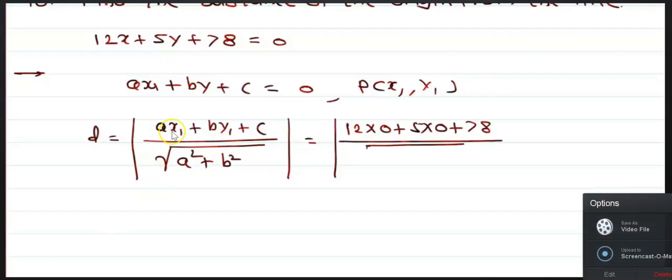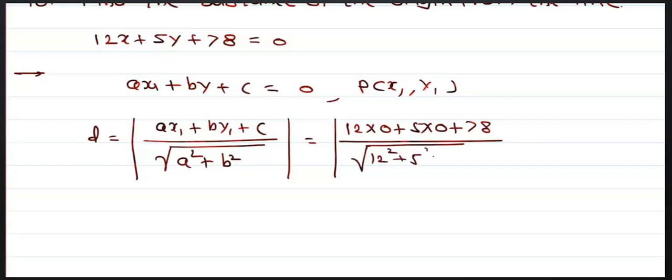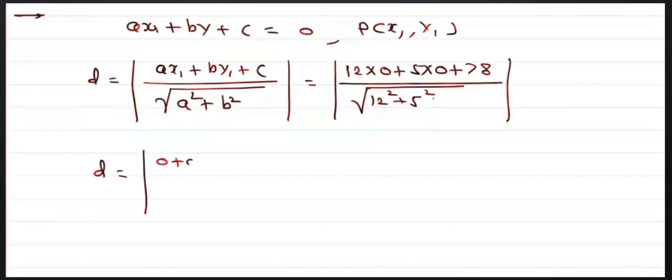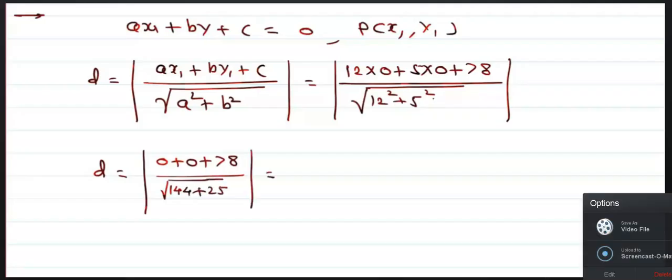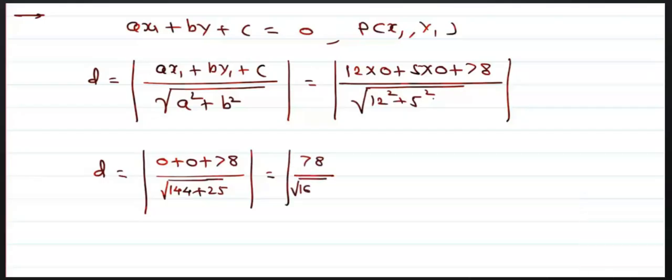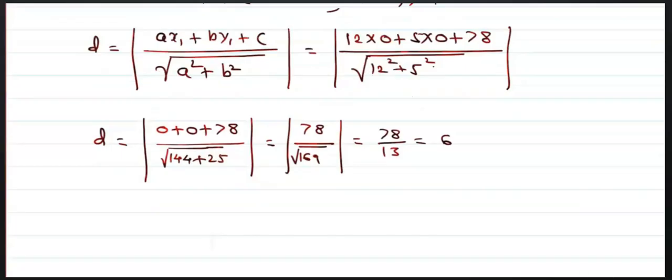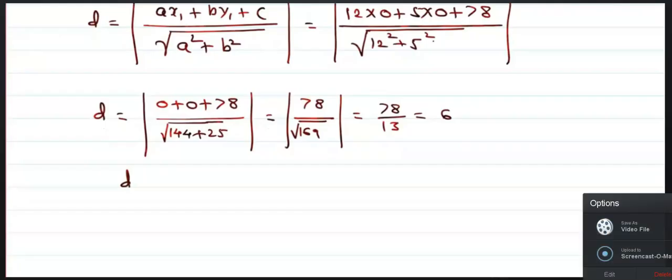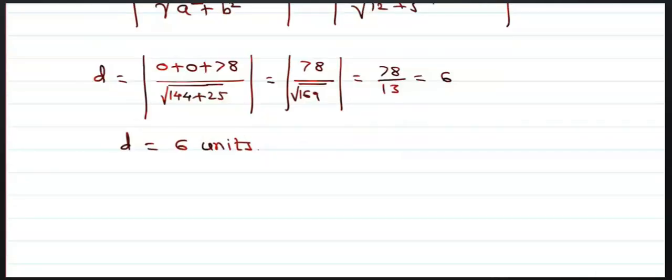Now here the point is the origin, therefore x is replaced by 0, y is replaced by 0, plus 78 upon the square root of 12 square plus 5 square. Therefore d is equal to 78 upon 13, that is, 5 square plus 12 square. Therefore d is equal to 6 units.